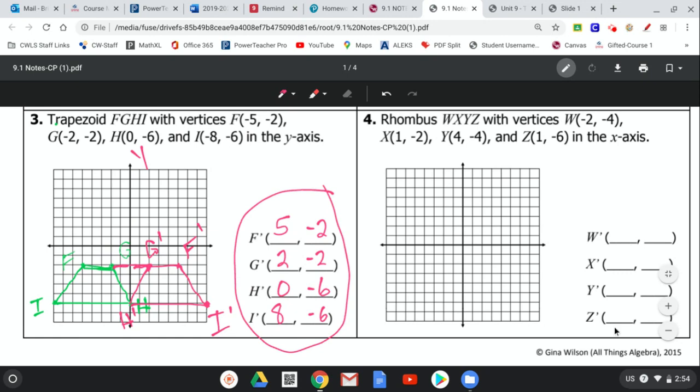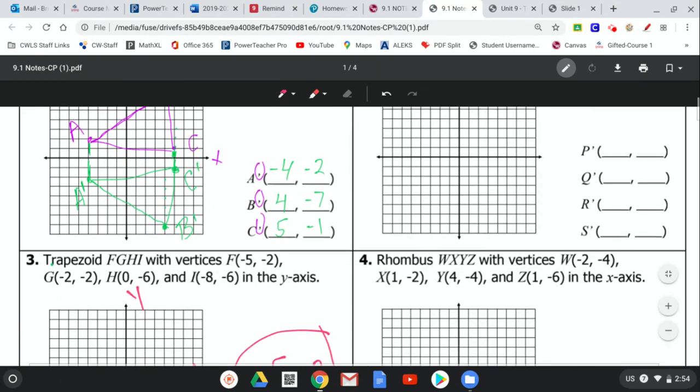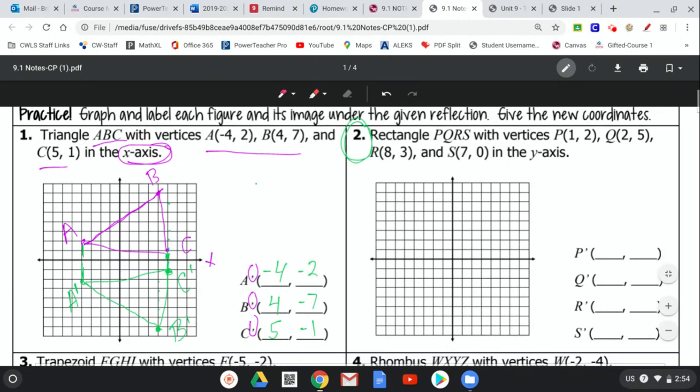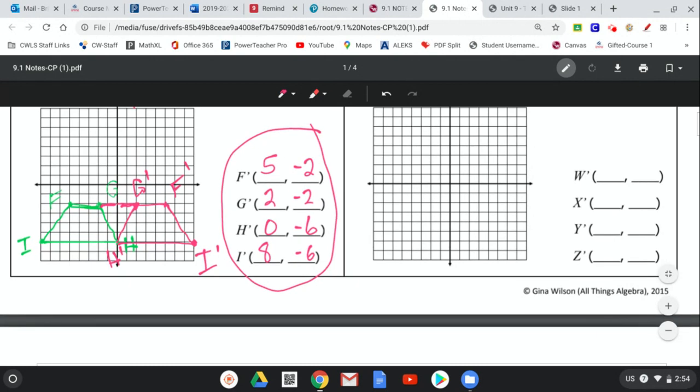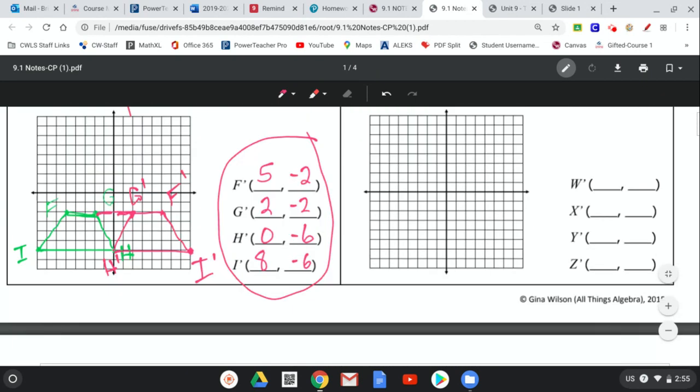Guys, I want you to do number 4. Number 4 is actually just like number 1, so it's pretty simple, just counting the distance from the x-axis. Number 2 is counting the distance from the y-axis, okay? If you have any questions with those, you can always screenshot the problem if you don't understand the notes key, because they are on the notes key. So do numbers 2 and 4 on your own, and then check the notes key.